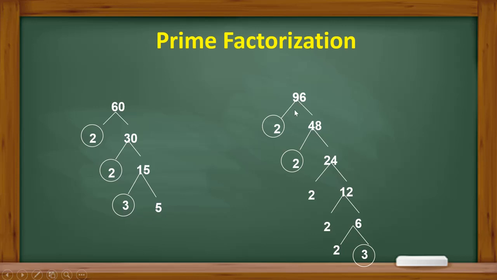For 96, the factors are 2 and 48. Then 2 and 24. Factors of 24 are 2 and 12. Factors of 12 are 2 and 6. And factors of 6 are 2 and 3.